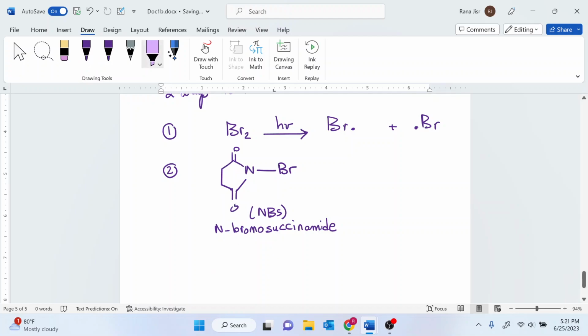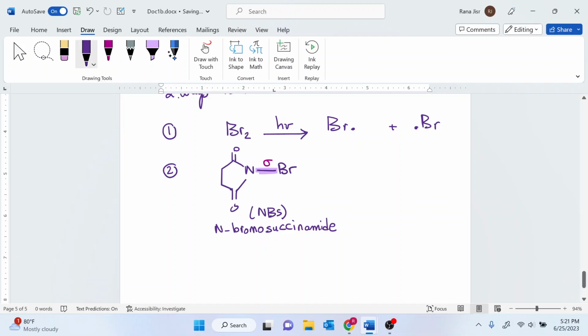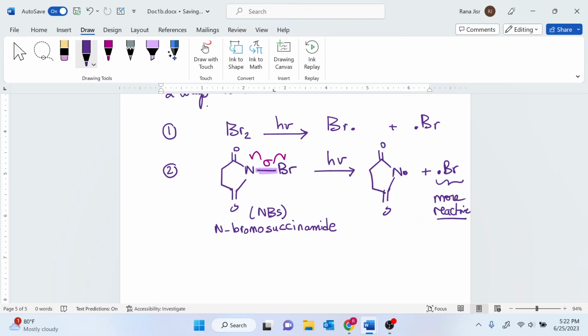We said that the sigma bond that connects two electronegative elements is normally a weak sigma bond. So whenever you react NBS with light, what's going to happen is a homolytic cleavage in there, as we used to, and each atom will take an electron. So you will end up getting the succinimide radical plus the bromine radical. The bromine radical is more reactive, and this is going to start the reaction.